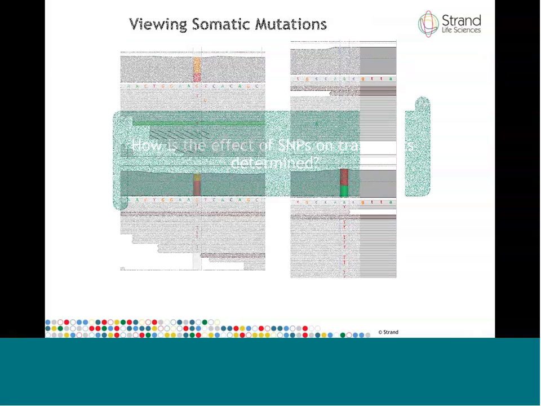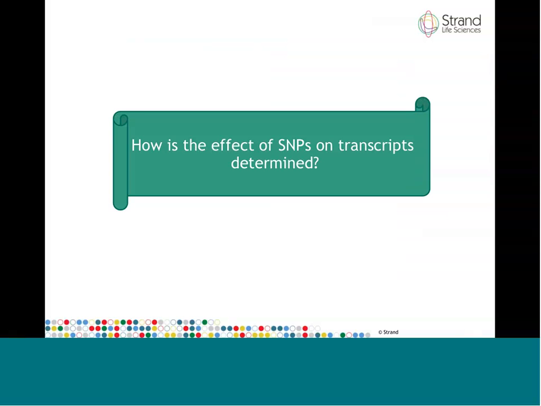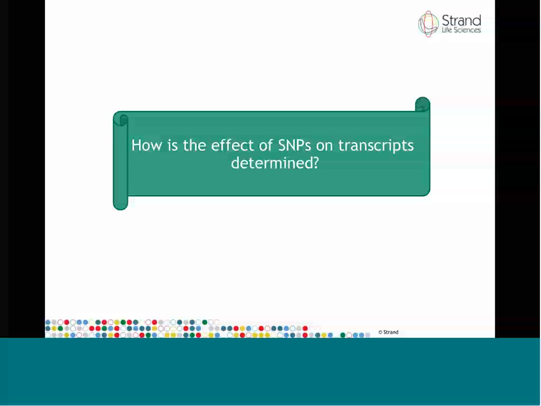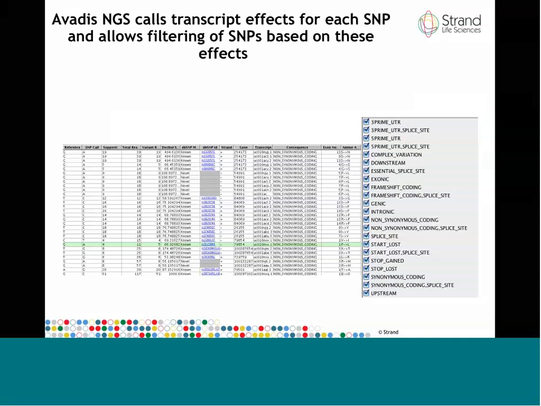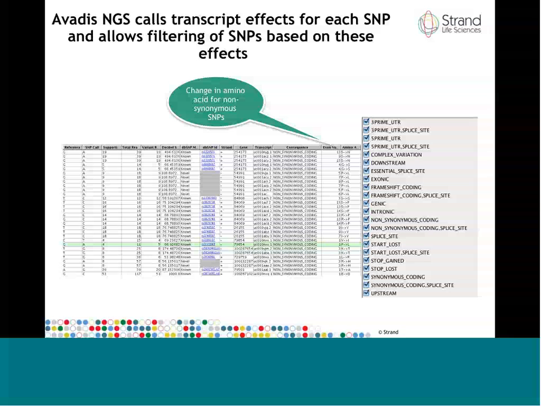Next, let's look at how the effect of a SNP on transcripts is determined. So once you have your list of SNPs, you can do what we call SNP effect analysis. What that would do is it will go through every one of the SNPs in your input region list, and it will look at each of the overlapping transcripts, and it will look at their reading frames and see what change happens to the reading frames.